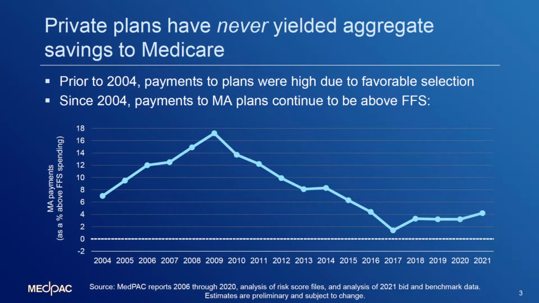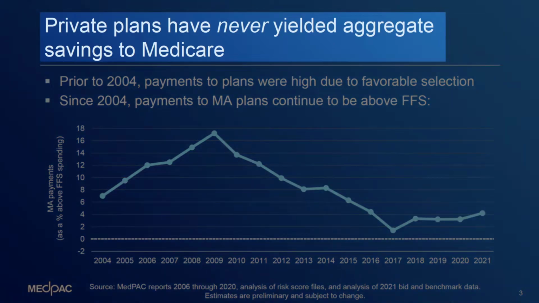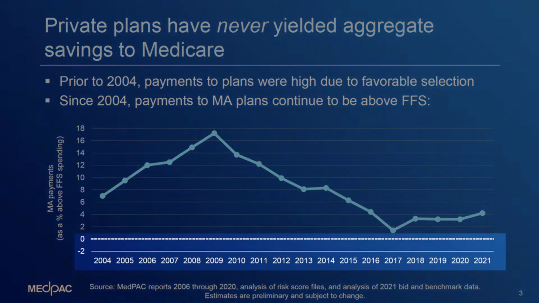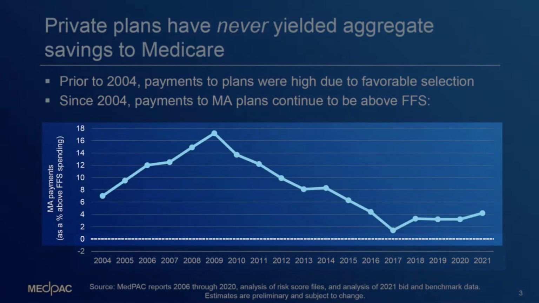And in addition to that, MedPAC, which does an annual audit of Medicare Advantage plans, has shown here that since its inception in 2004, Medicare Advantage plans have never saved CMS money. The bottom line on that graph is what fee-for-service traditional original Medicare Parts A and B cost, and the line up on the top shows the additional spending that's required to operate and run Medicare Advantage programs.